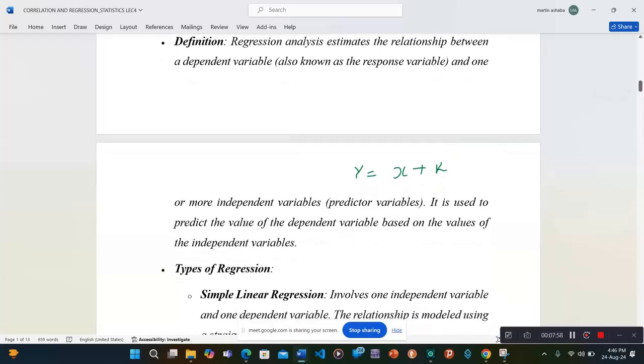We can use regression, obviously, to determine the value of this y when we vary x. Maybe k is a constant. So regression is telling you how you can estimate the relationship between a dependent variable and an independent variable.